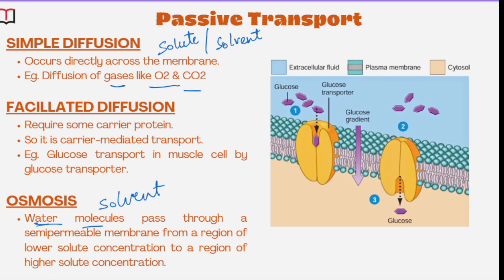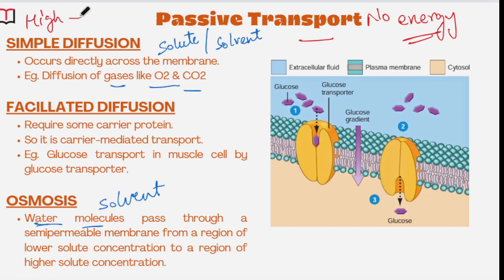So in the passive transport, what happens? There are three different types: simple diffusion, facilitated diffusion, and the osmosis. Here, no energy is required. Okay, why? Because molecules move from higher concentration to lower concentration gradient. So let's talk about the simple diffusion first.